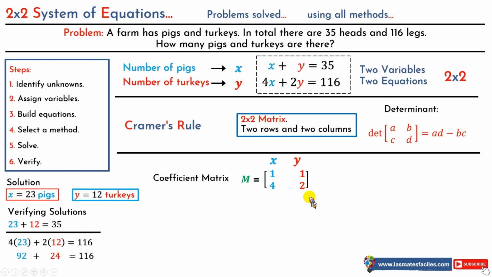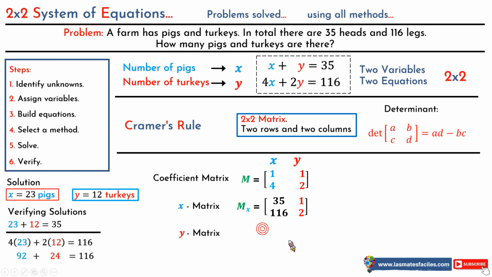Let's analyze those values. 1x is this number 1. 4x is this number 4. 1y is this number 1. 2y is this number 2. Now, this is the x matrix. It's the same coefficient matrix, but with a difference. The x column was replaced by the values of the constants, 35 and 116.